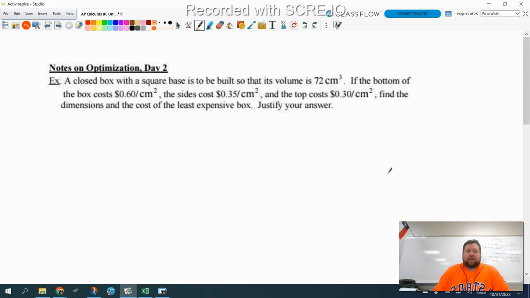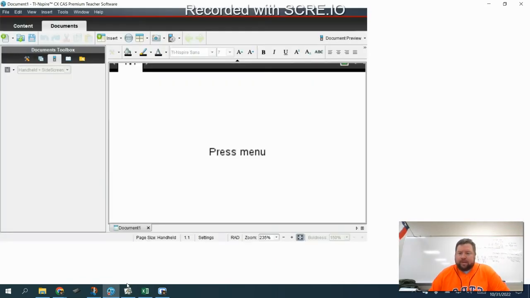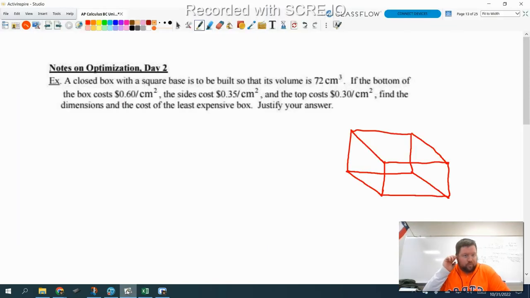All right, so I'm going to draw a picture of a box. I'm not the best 3D drawer, but we will do our best here.